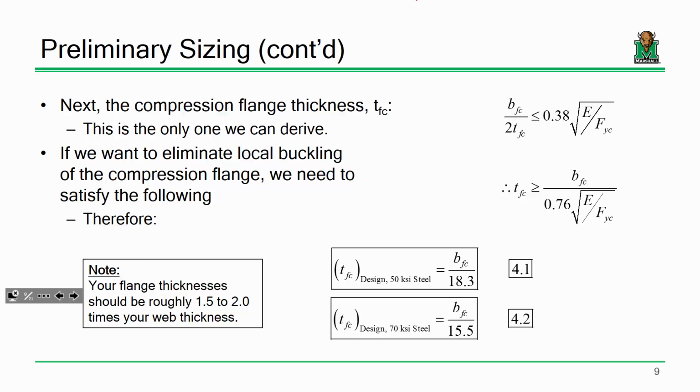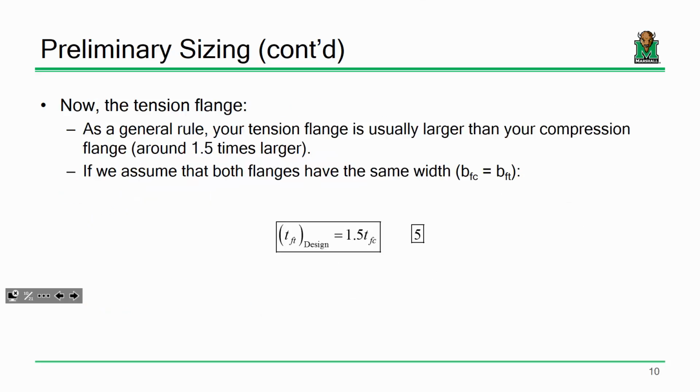So you probably saw a 9.2. Where's the 9.2 coming from? What's 2 times 9.2? It comes out to about 18.4, 18.3 when you round it. So a flange thickness for 50 KSI steel, which is more often than not what you're going to use, would be B over about 18. For 70 KSI steel, you can back that off a little bit more.